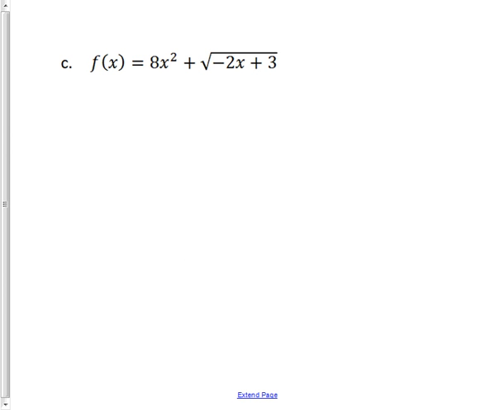Look at this one. Does it have any potential problems? What could be a problem? The square root. So I set that what's under the square root to be what? Not 0. Greater than or equal to 0. Okay. So I'd set negative 2x plus 3 greater than or equal to 0. Because remember, it can be 0.